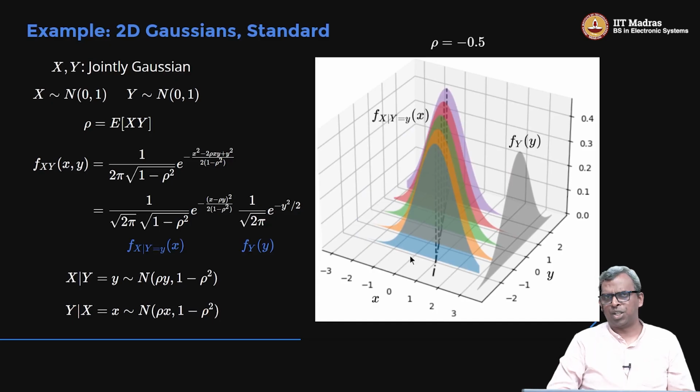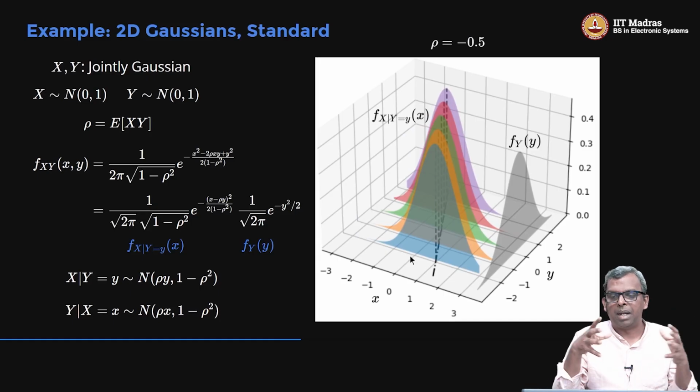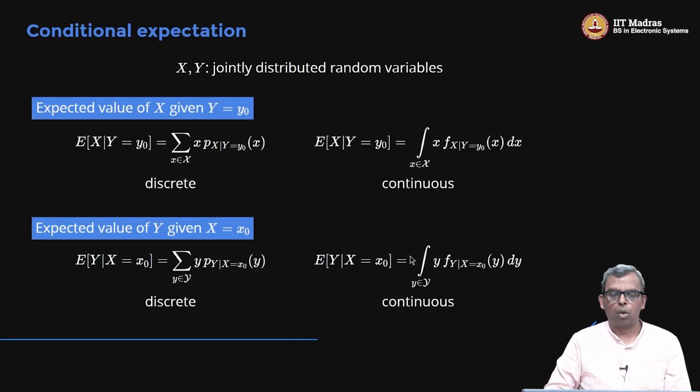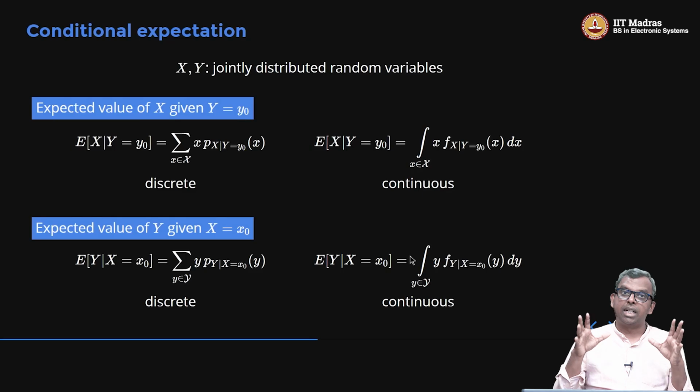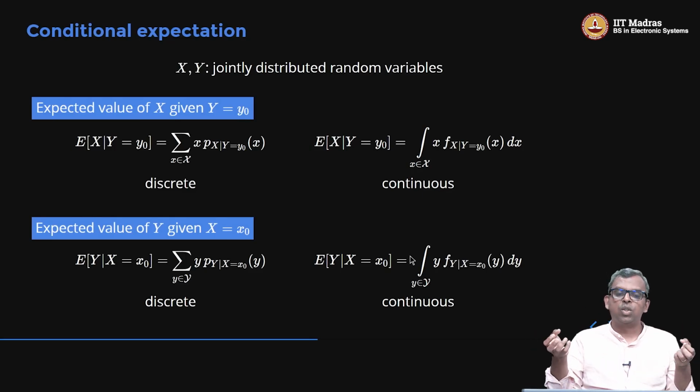So, this is a good visualization to have for the marginal and the conditional multiplying together to give you the joint PDF. Okay, so this is the standard case. Okay, so that is about conditional distribution. Now we are finally ready to do conditional expectation. Okay, so this is not very hard.